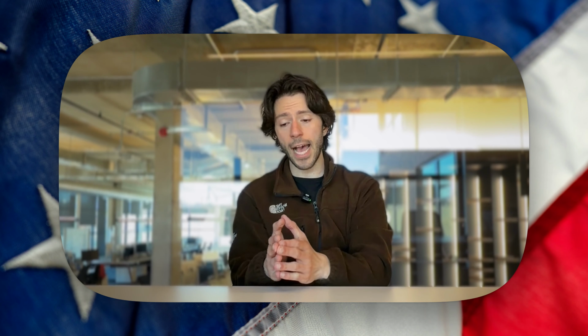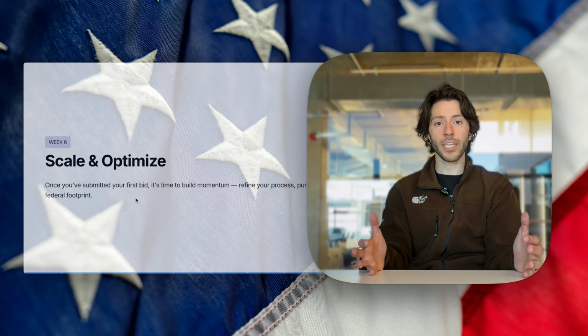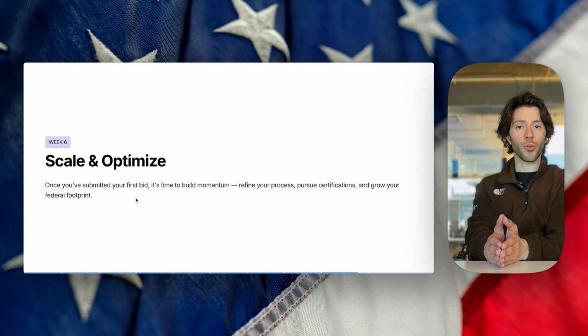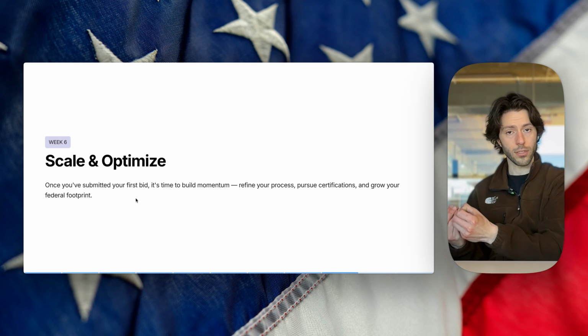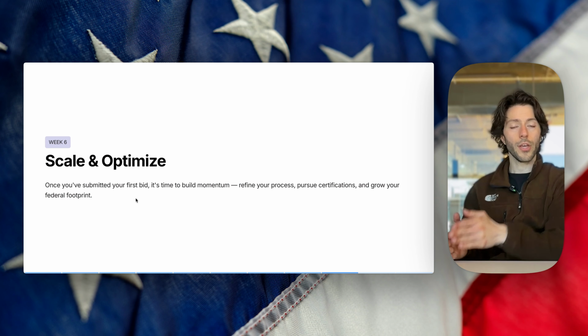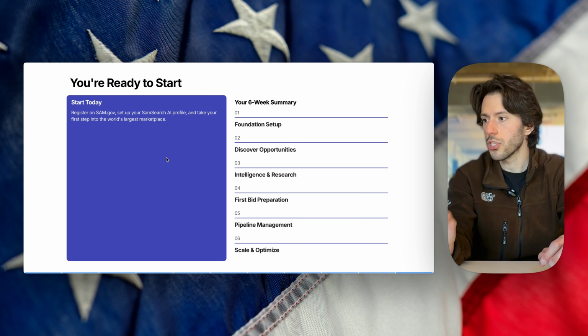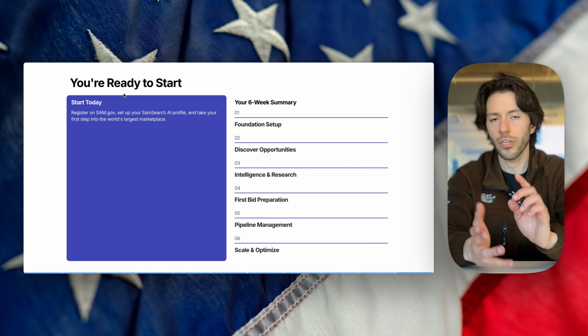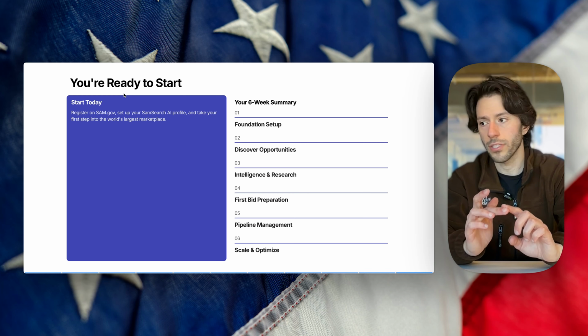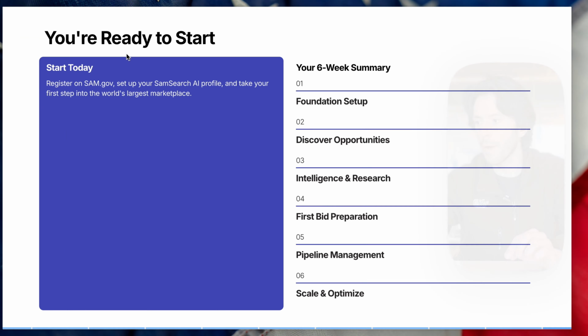Losing a bid is as productive as winning a bid in the first stages, because during the debrief, if you requested it from the contracting officer, you learn the reason you lost and what exactly the issue was. When you have that, you won't repeat the same mistake in the next bid. So to finalize everything really quickly, start today. There's a 6-week setup: a foundational setup, discover opportunities, intelligence and research, first bid preparation, pipeline management, and scale and optimize.